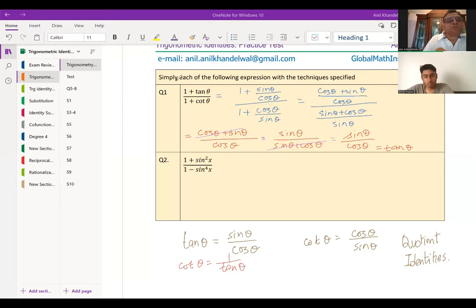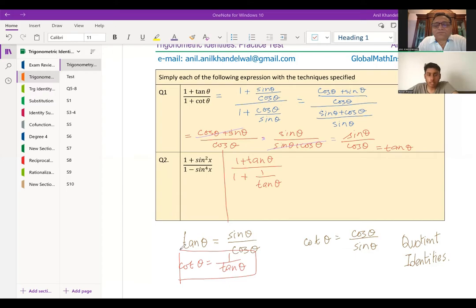So we'll use the very first question and we'll use a different method. We'll do it here itself. We'll again look at 1 plus tan theta over 1 plus, now cot theta can be written as the reciprocal of tan theta, correct? So I could write this as 1 over tan theta. Does it make sense to you? Because cot theta is the reciprocal of tan theta.